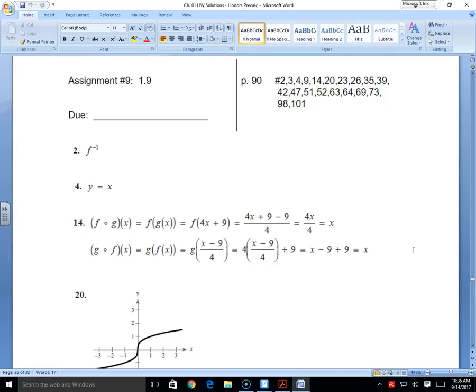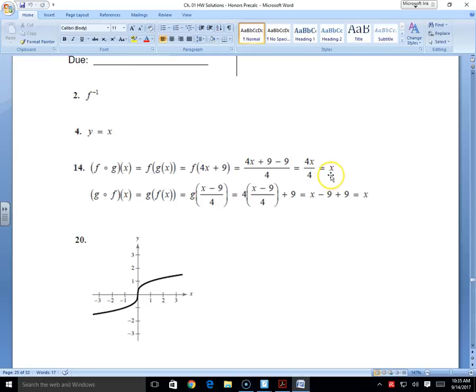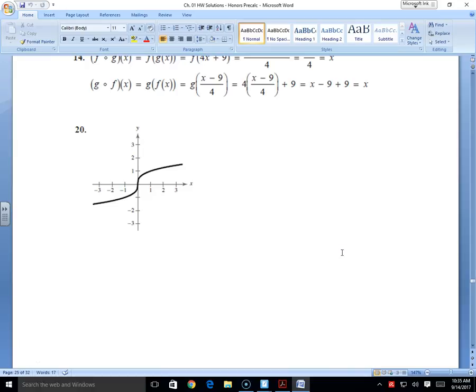Okay, 1.9. Number 2 is F inverse. That's the notation. Number 4, reflection across the y equals x line. Number 14, should they have both reduced to x? The answer is yes. The question is, were you able to do it? Carefully simplify. But yes, they both simplified to x. 20, were you just graphing? Oh, you were flipping it across the y equals x. So it should look something like that. And this was a lot like the one I did yesterday in class, but easier. You flipped that branch and then you flipped the other branch.